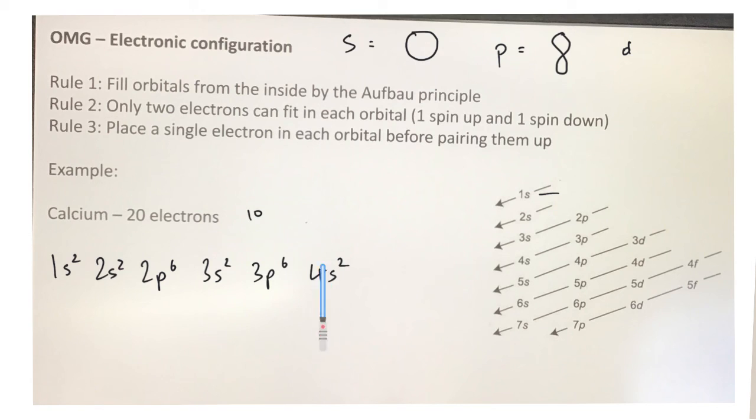Now notice that I've put 2 electrons in that 4s. Every element apart from copper and chromium fills this 4s with 2. Copper and chromium like to be a little bit different, and they just put 1 in there.